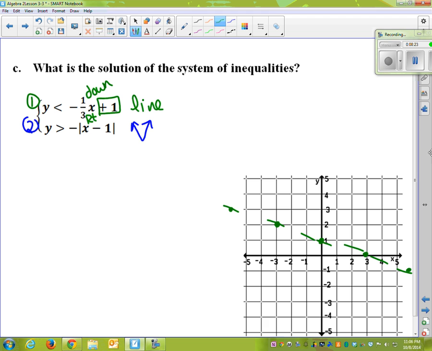The next one, the absolute value, I need to decide on my vertex. Your vertex for the x value is the opposite of what's inside. So instead of negative 1, it will be positive. And there's no y value on the outside. So my vertex is positive 1, 0.